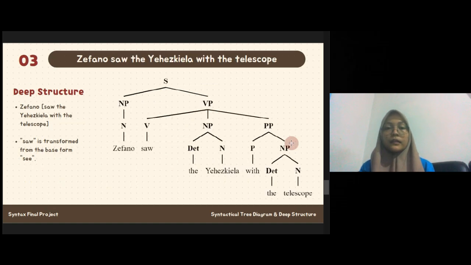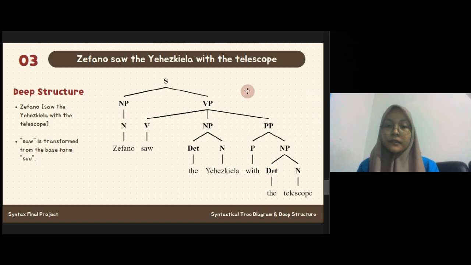Then number 3, the sentence is Zefano saw the Yehezkila with the telescope. The deep structure of the sentence is divided into two parts. The first part is Zefano, and then the second part is saw the Yehezkila with the telescope. And then the word saw in this sentence is transformed from the base form see.